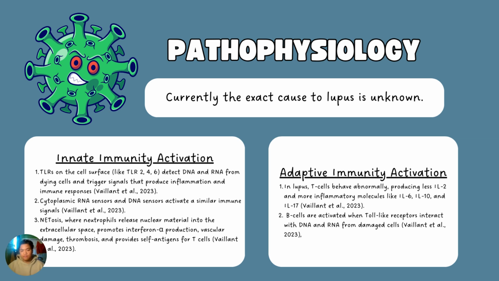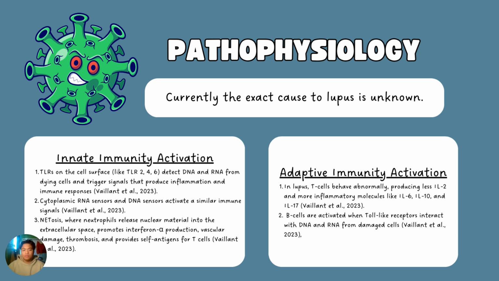Now, for adaptive immunity, there are two possible reasons. The first is that the produced T cells are behaving a little bit abnormally. They're producing less interleukin 2 and causing more inflammatory molecules such as interleukin 6 and so on.